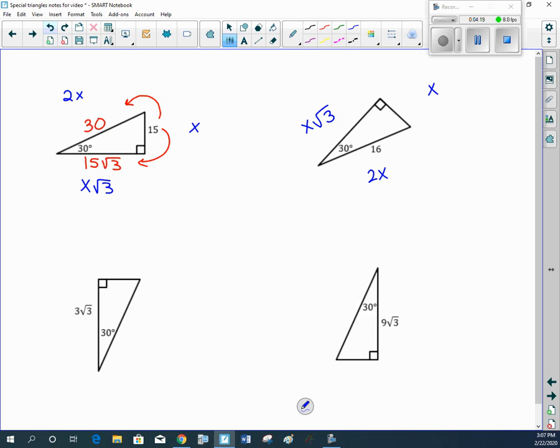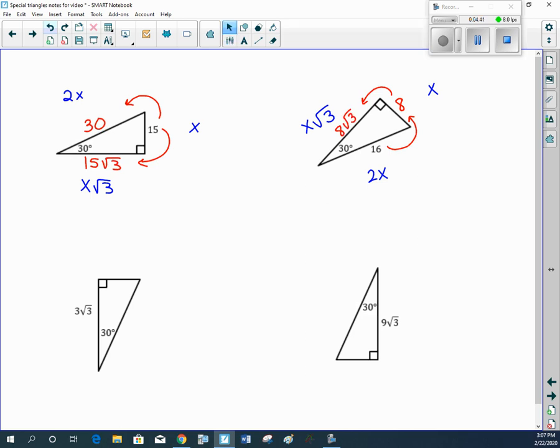Okay, so if I want to find the short side first, I'm going to go from 16 to a shorter side. So that means I'm going to divide. Divide by what? I'm going to divide by 2. So that's 8. Now I want to go from the short side to the square root of 3 side. Well, it's longer, so what am I going to multiply? I'm going to multiply by the square root of 3. 8 square root of 3.